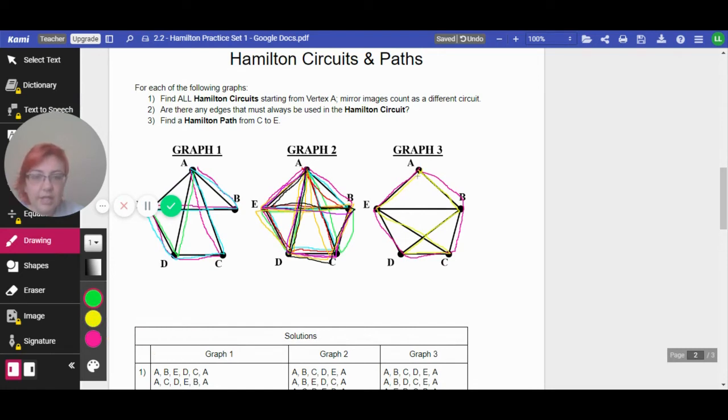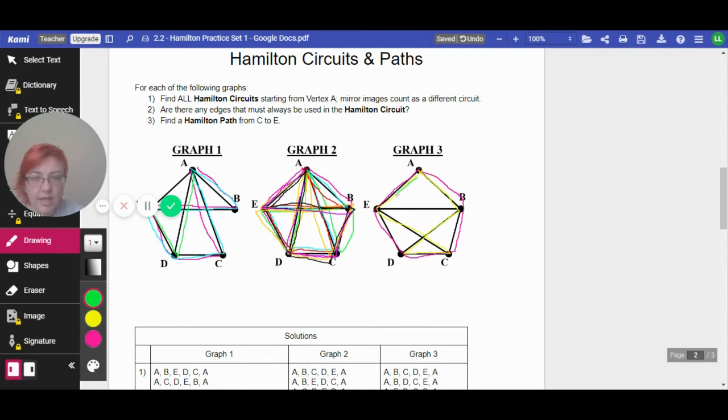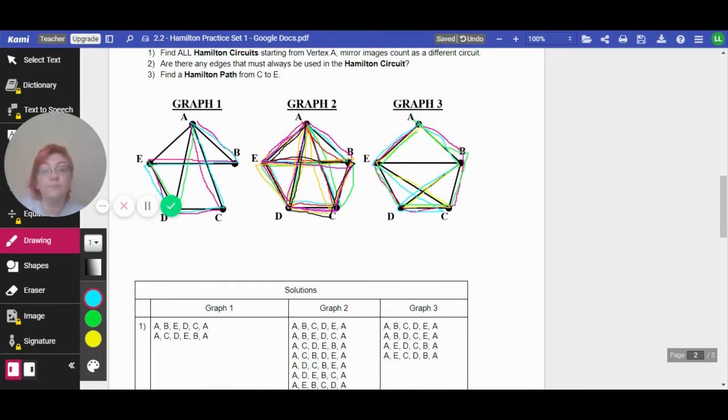Now let's go from A to E. A, E, nope, can't do that. Let's go A, E, D, C, B, A. And then we'll go A, E, C, D, B, A. And there's just those four.